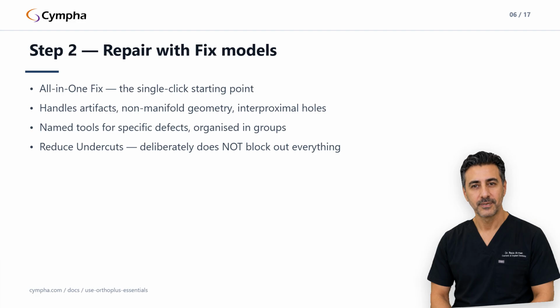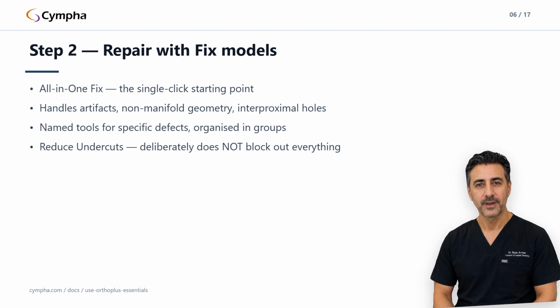Step 3. The tooth segmentation page. The step to be patient with. Click Automatic Segmentation. The primary action. OrthoPlus separates the arch into individually addressed tooth meshes. If a single tooth comes out wrong, heavily restored, partially erupted, don't rerun the whole arch.